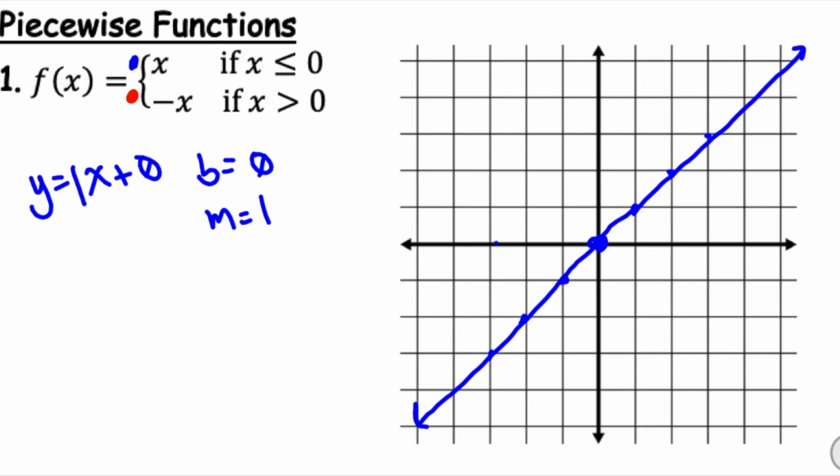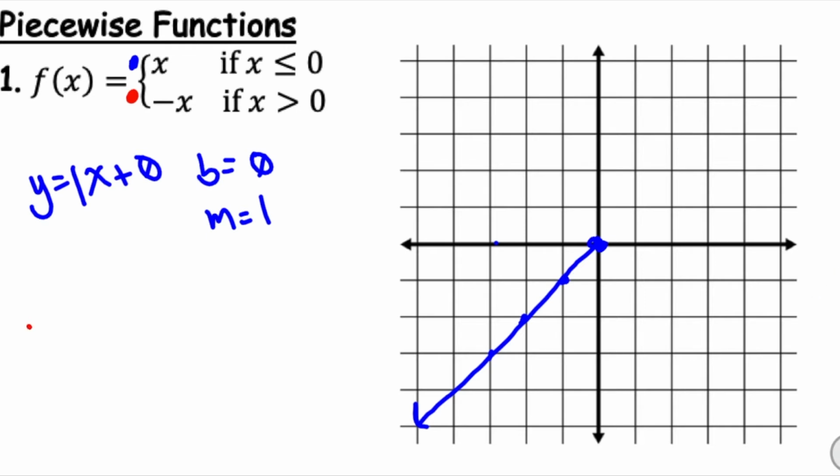And then I'm going to erase what I don't need. So I only want the x values that are less than or equal to 0. All of these values to the left of 0 are the ones that I want. Anything bigger than 0, I'm going to erase. All of the x values that are greater than 0, I'm erasing.